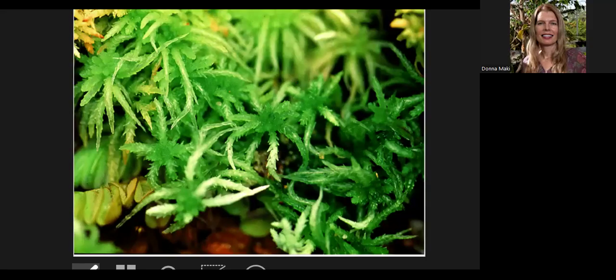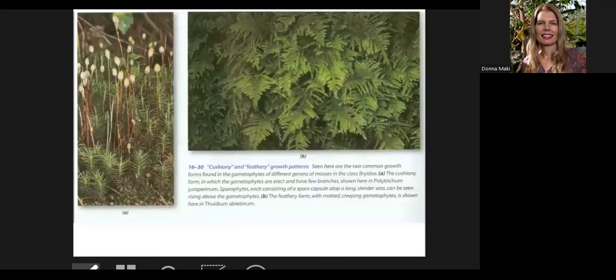Beautiful mosses. So this is the gametophyte phase that you're looking at. And depending on what species of moss you're looking at, they can be more feathery looking and more prostrate or more upright. And then this one in figure A, you have more of the upright gametophyte, and you also have the sporophyte phase there. So any one of those that has the sporophyte showing up, you know, that's the female.